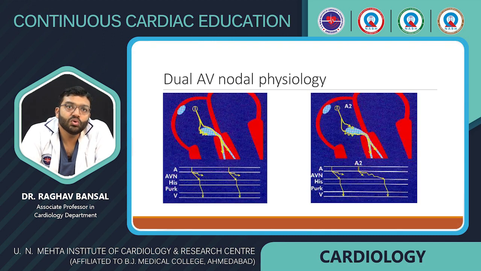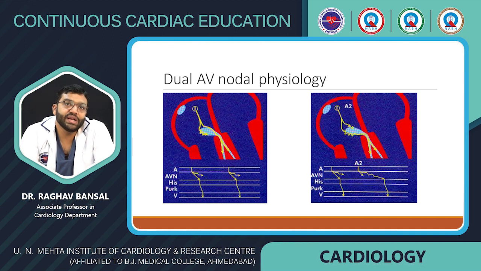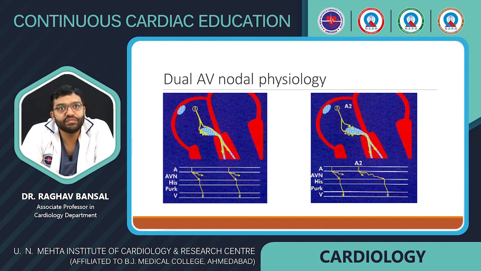Another thing important to note is dual AV nodal physiology. This is noted with an extra stimulus pathway. What we know about dual AV nodal physiology is that the AV node may have 2 parts, the slow pathway and the fast pathway, which may differ in their electrical conduction properties.